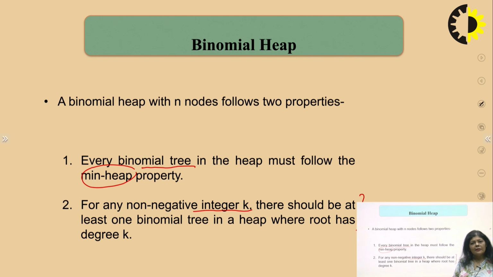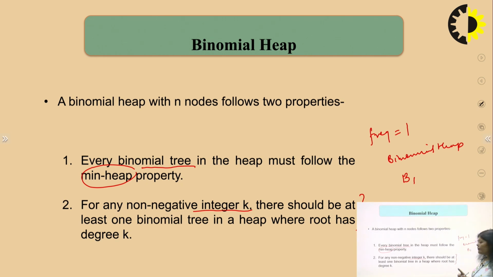This essentially means that in a binomial heap, a binomial tree with a specific degree can occur with a frequency of at most 1. So the frequency of occurrence of a binomial tree having a certain degree is at most 1. What we mean by this statement is that, for example, in a binomial heap, a binomial tree with degree 1 can occur only one time.